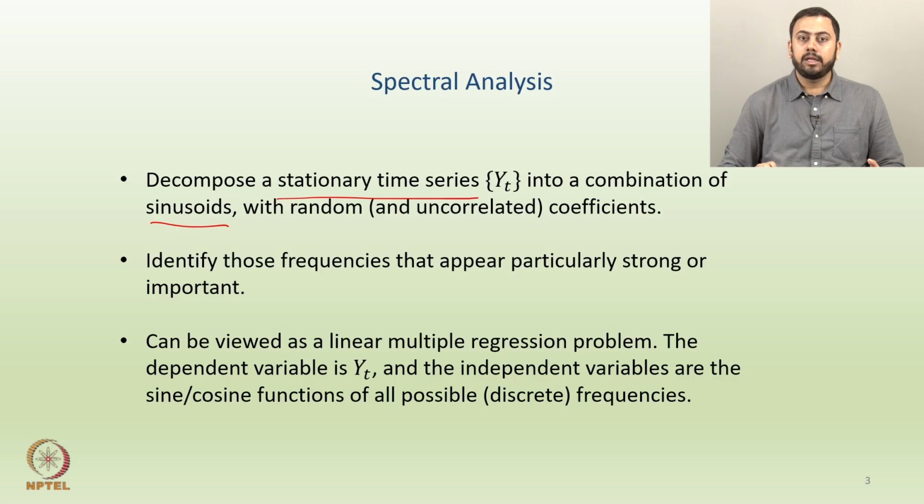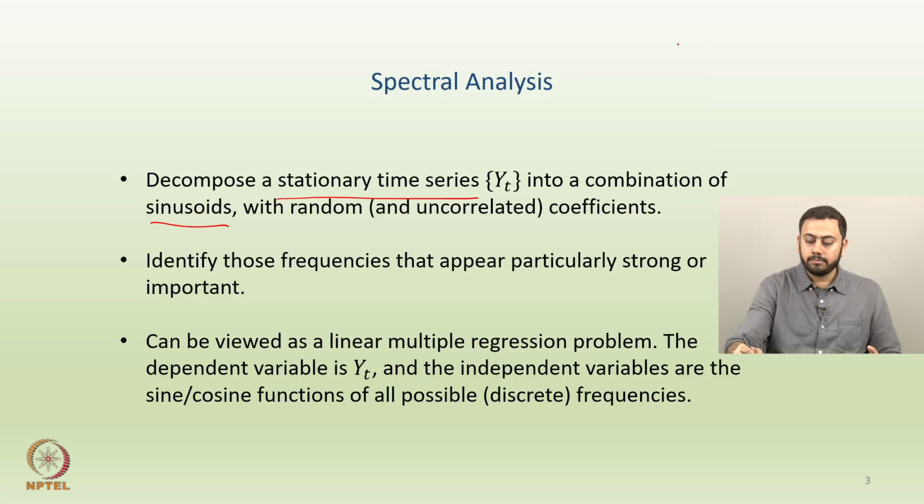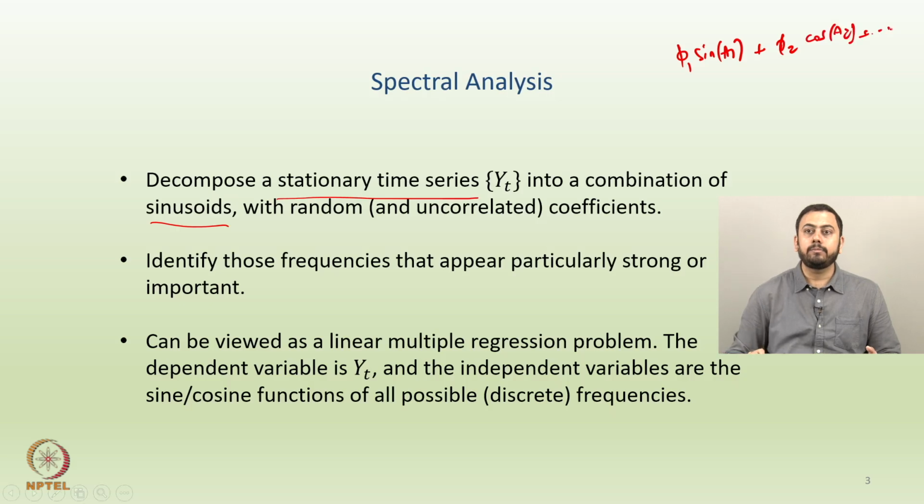Okay, so it'll be something like, just to give you an example, let's say the first coefficient could be phi 1 applied on sine of a1, plus phi 2 applied on cosine of probably a2, and then so on and so forth. So this is just an example of what we are trying to express. And by the way, phi 1, phi 2 are the coefficients. One assumption is that these coefficients are random and uncorrelated. Make sense so far?